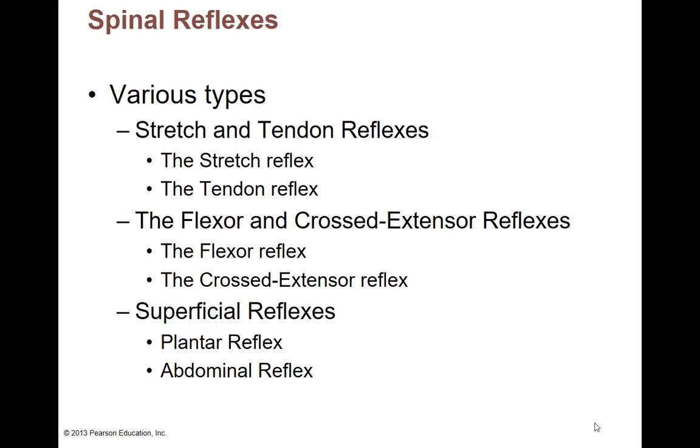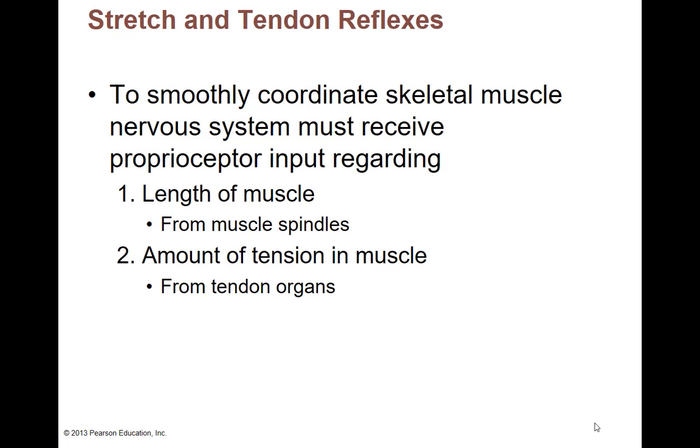So some various different types of reflexes, and we'll go through these. Some of these are opposites of each other. So there's a stretch and tendon reflex, and that's happening when we pull a muscle and tighten a muscle. There's a flexor and then a crossed-extensor, opposite reflexes. And then there's some superficial reflexes, one called the plantar, one called the abdominal, and I've got little videos of each of those. I have no idea if my audio works though.